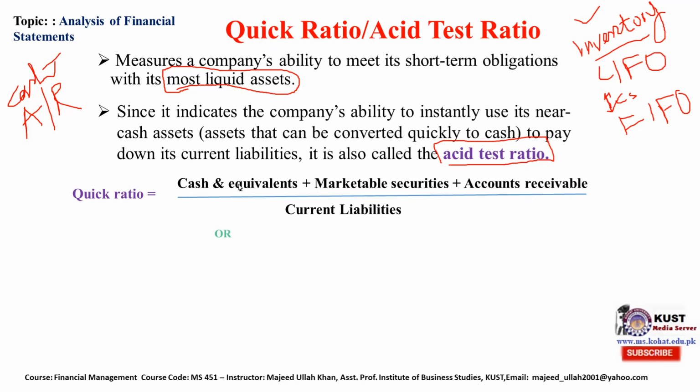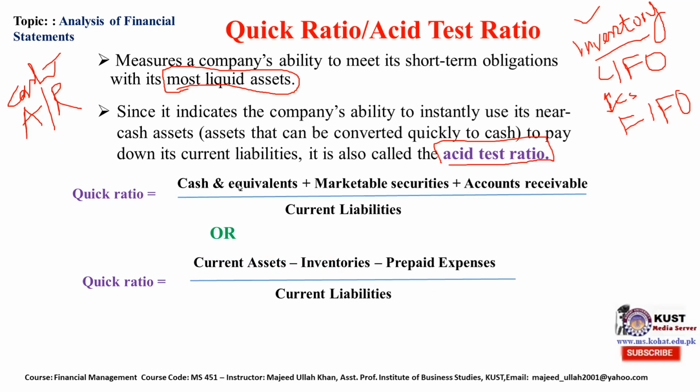Or we can also calculate this quick ratio by current assets minus inventories minus prepaid expenses divided by current liabilities. Most often this second formula is used in practice. So the quick ratio measures the ability of the company to pay its short-term obligations with its most liquid assets. So those reservations on inventory are removed by this quick ratio or asset test ratio formula.